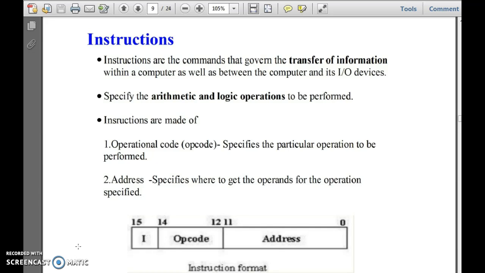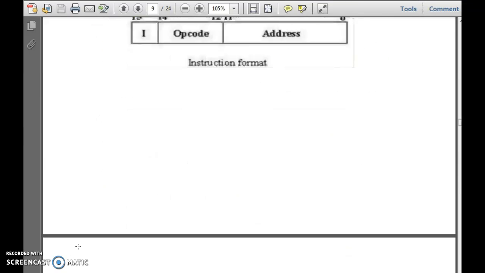An instruction is made up of two parts. One is the operation code, the opcode, which specifies the particular operation to be performed, and the address part, which is nothing but the address of the operands for which the operation is specified.